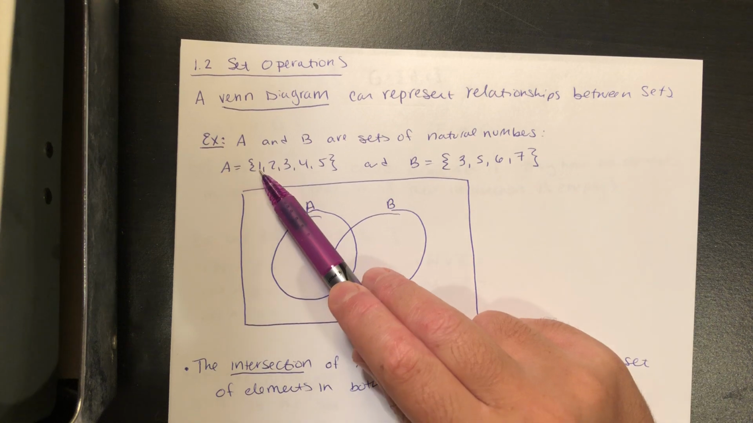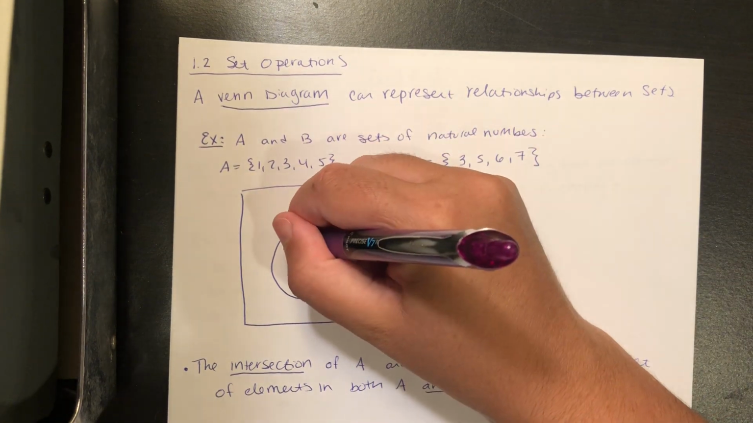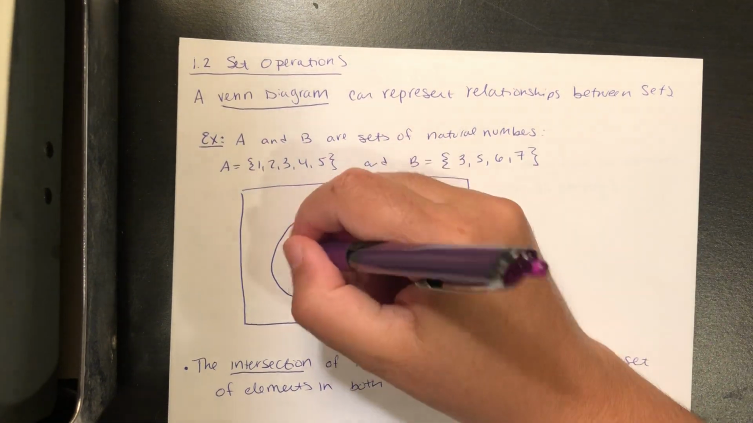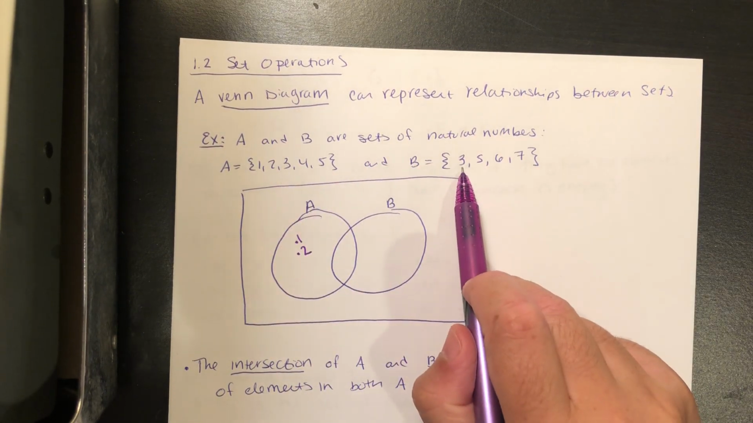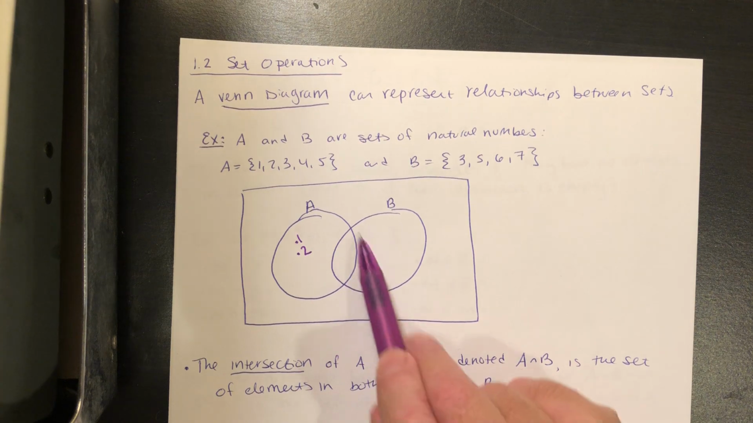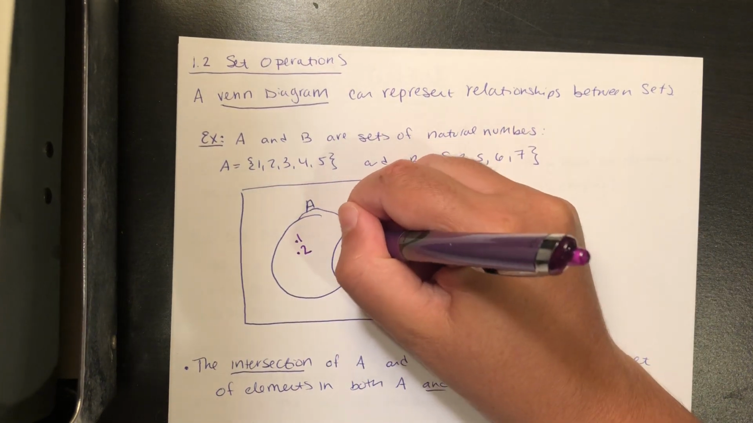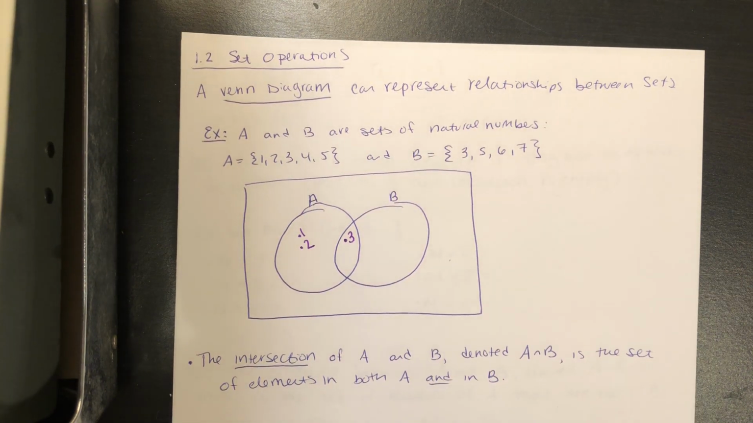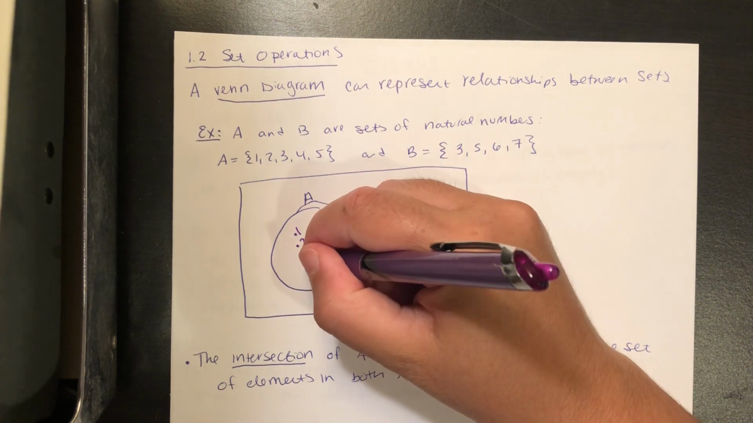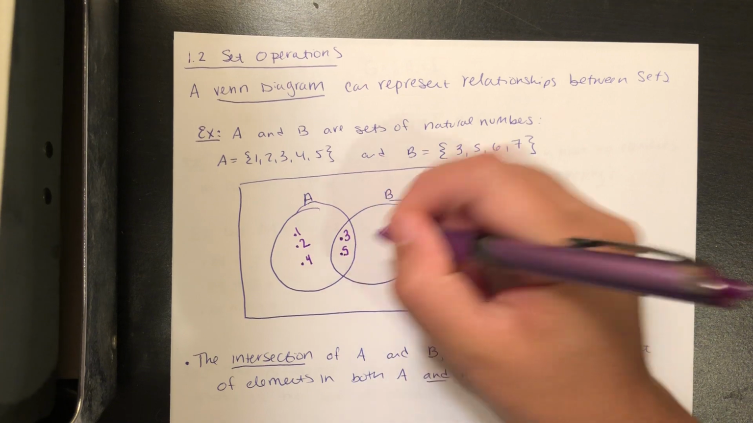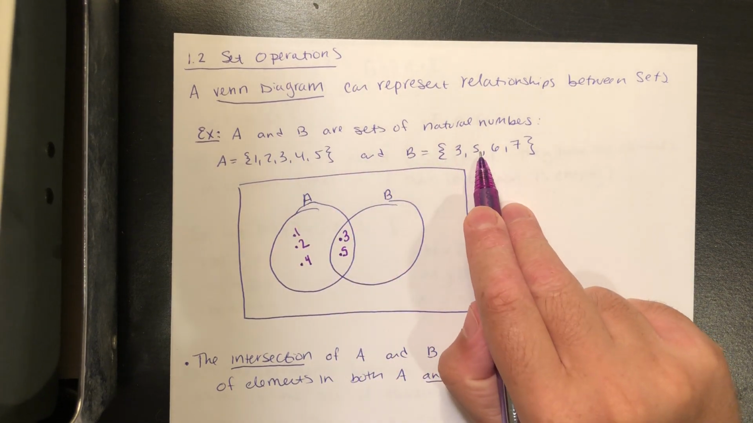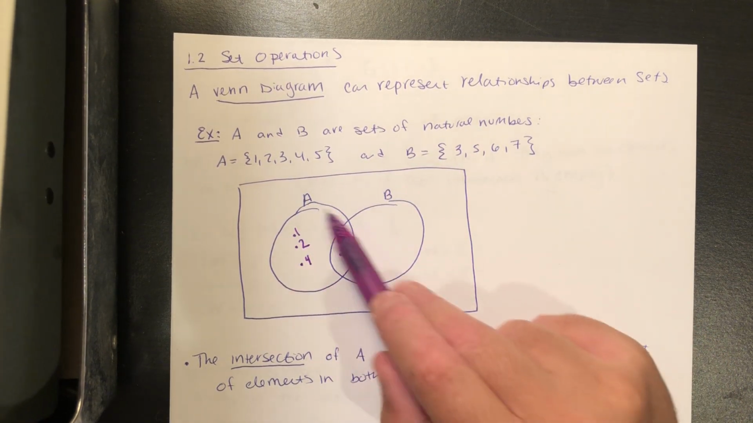So 1 is in the set A but not B, so we put 1 over here. 2 is also just an A. 3 is an element that's in both sets. So it's in A but it's also in B, so it's useful to put it here in this middle section, right? Because now it's an element of both sets. 4 is just an element of A. 5 is an element of both sets, A and B. That's it for A. We've covered all 5 elements of A.